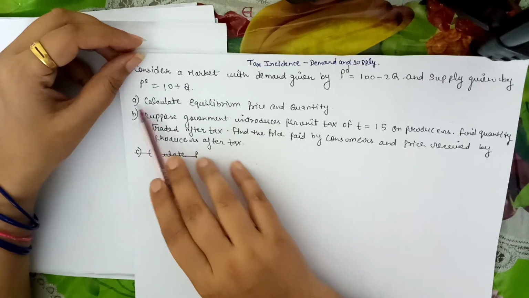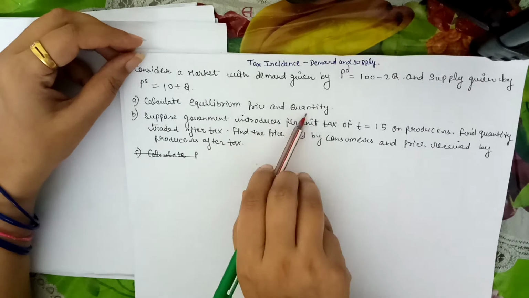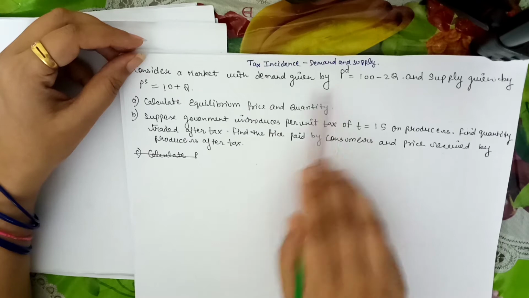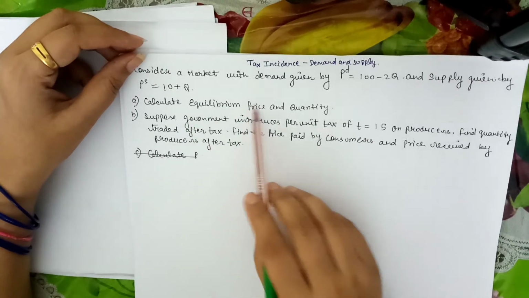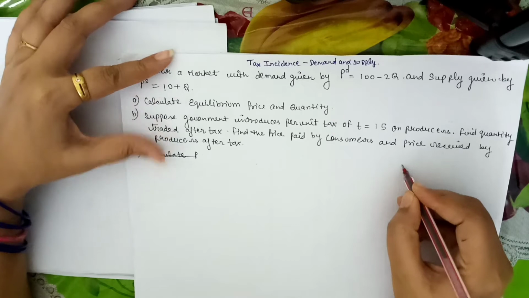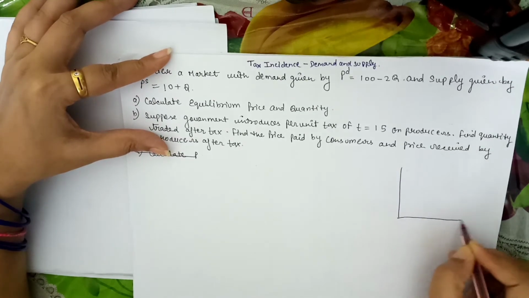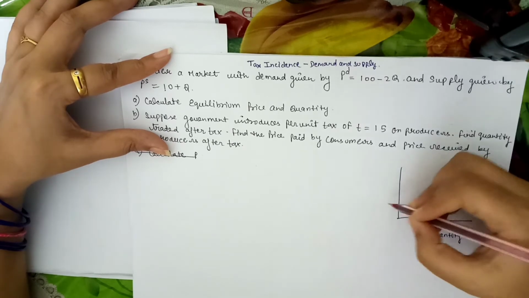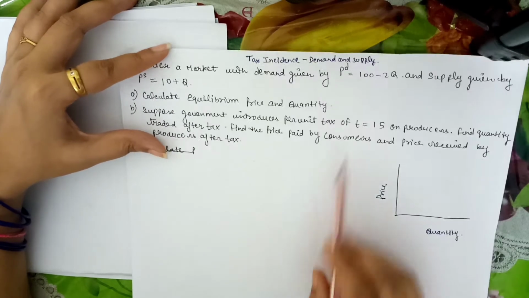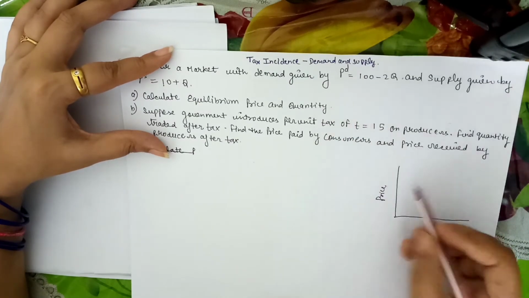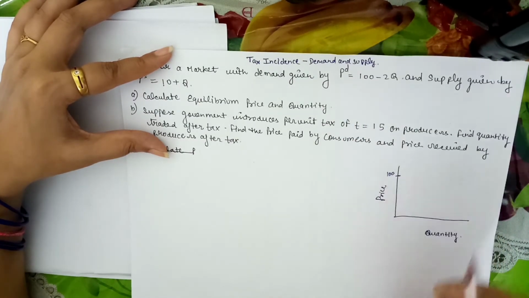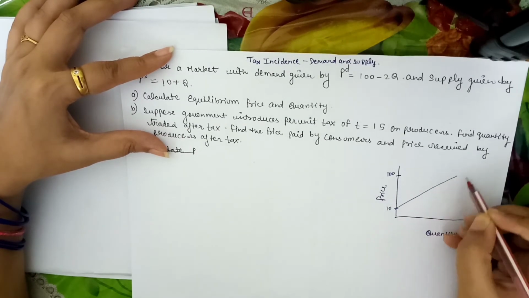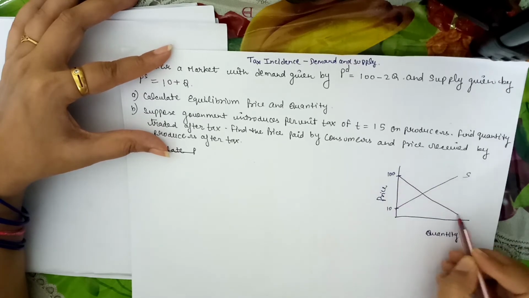Now first is asking to calculate equilibrium price and quantity. So we know that the equilibrium price and quantity is determined where demand is equal to supply. So first of all I am going to graph it. Here I am taking quantity and here price. Now I am going to plot the demand function here. So here it will be 100 and for supply it will be 10. So our supply function is like this and demand is like this.